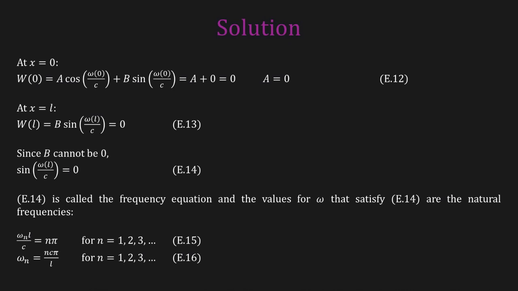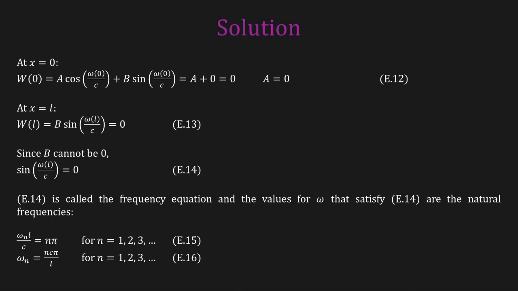Starting from the boundary conditions, at x equals 0, substituting it in capital W of x, since cos of 0 is 1 and sine of 0 is 0, we get that A equals 0. And then at x equals L, substituting it again in W of x, we get that B times sine of omega L over c equals 0. Now, since B cannot be 0 because it will give a trivial solution, sine of omega L over c has to be 0.